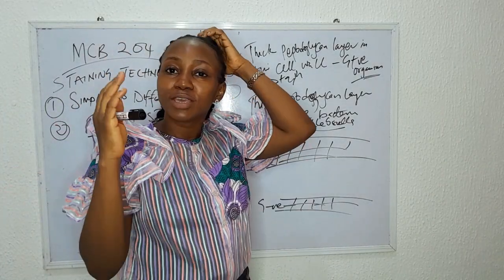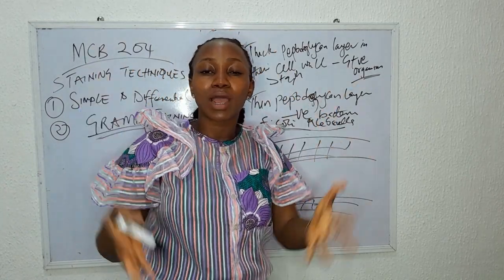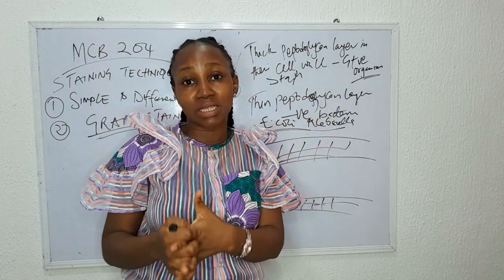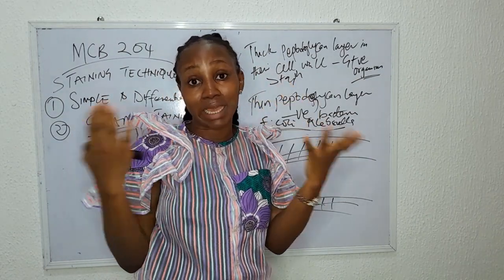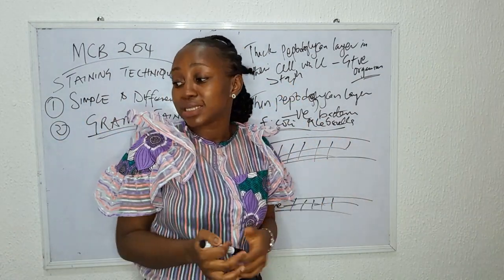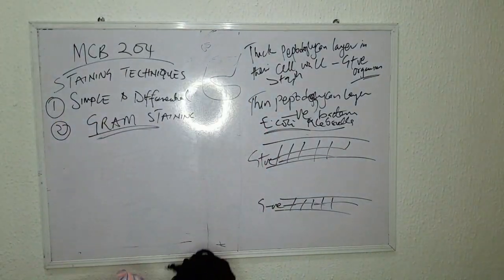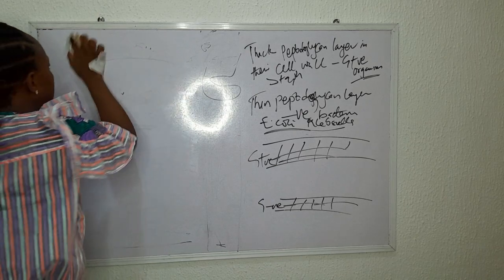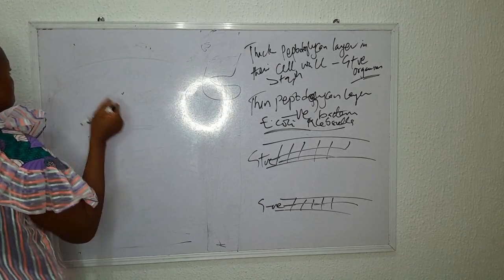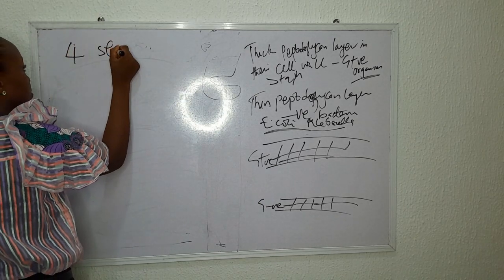Now I want to take you through the 4 stages that we'll carry out when we want to do a gram stain. This is very important. It's something we need to know at our fingertips, we need to be conversant with this. So let's get to it. We're talking about the 4 steps in gram staining.